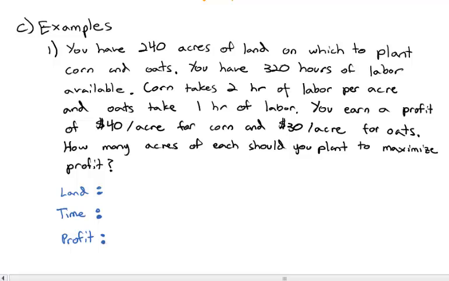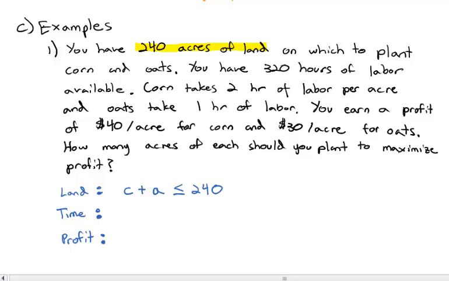Our constraint by land is we have 240 acres of land. So we can't plant any more than that. That is our maximum. So the amount of corn plus the amount of oats, I don't want to use O because that looks like a 0, I'm going to use A for oats. Corn plus oats has to be less than or equal to the amount of land we have, the 240 acres of land. That's our first constraint.